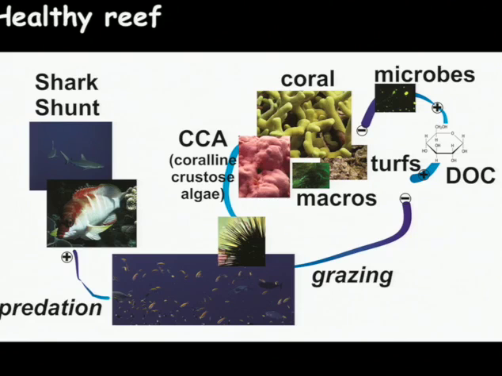Okay. The reason that this is going on, we think, is because these bigger macroalgae and turf algae are always grazed down on a healthy system. And as they're grazed, they get eaten by bigger and bigger things. And most of your energy goes up to what we would call the shark shunt in this case.